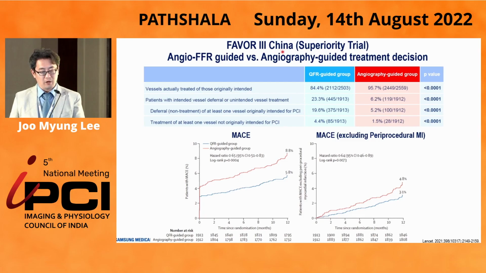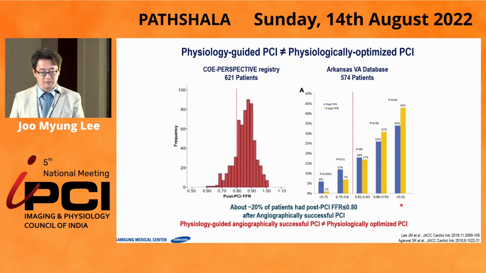The Phase 3 China trial evaluated 5,000 patients and randomly allocated those patients into the QFR group or the angiography-only guided PCI group. So the QFR-guided group resulted in about 20% less PCI, and at 1 year of follow-up, QFR guidance resulted in a much lower risk of MACE than the angio-guided group. Even after excluding the peri-procedural MI, the benefit of QFR-guided PCI was maintained.